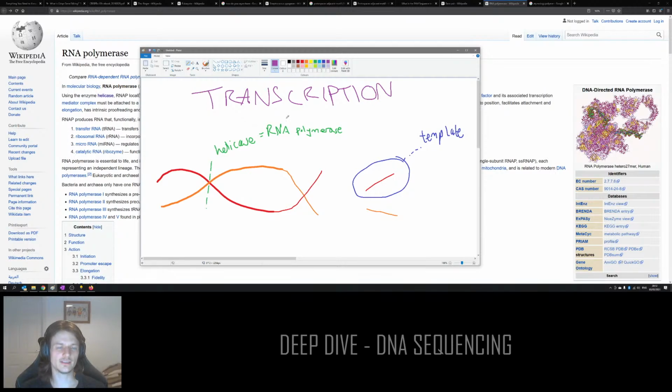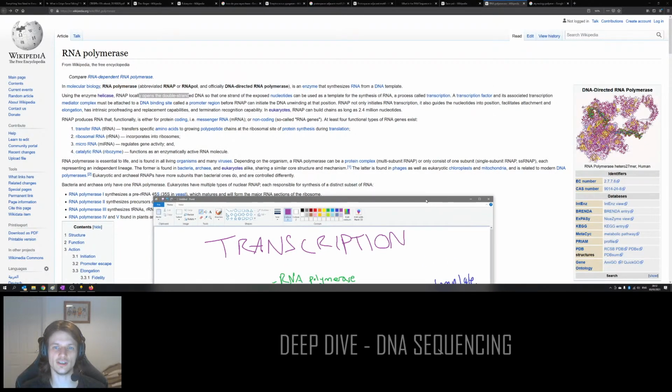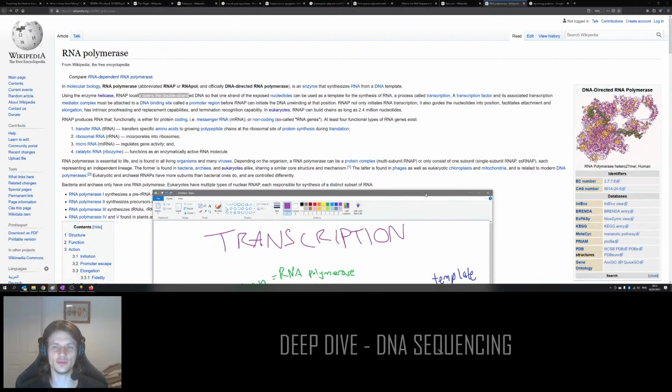The helicase is the RNA polymerase. It cuts the DNA, it leaves them open. Because it's double-stranded, one of them can be used as a template for the synthesis of RNA. That makes sense. And this whole thing's called transcription.